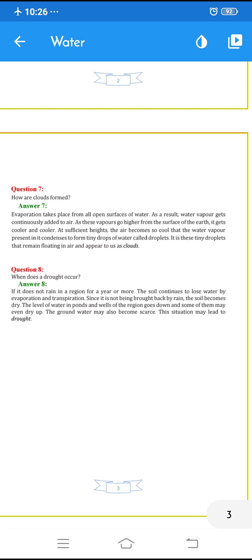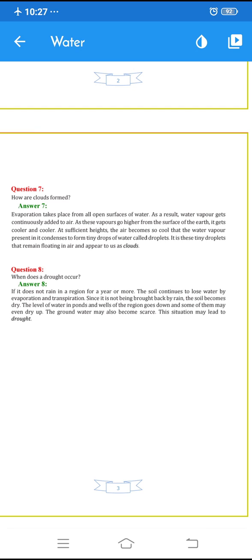Last question. When does a drought occur? If it does not rain in a particular region for a year or more, the soil continues to lose water by the evaporation and transpiration process. Since the evaporated water is not brought back by rain, due to condensation, the soil becomes dry.